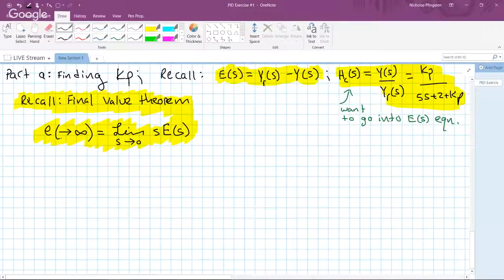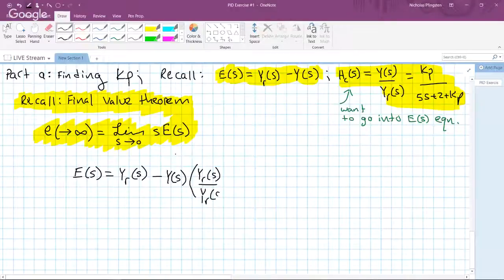So for the error function, we can just do a little mathematical trick. And the mathematical trick is 1. Good old 1. So what we're going to do for this second portion right here that I'm writing right now, capital Y of S, I'm going to multiply that by 1. But that 1 will just be capital Y of R of S all over capital Y of R of S.